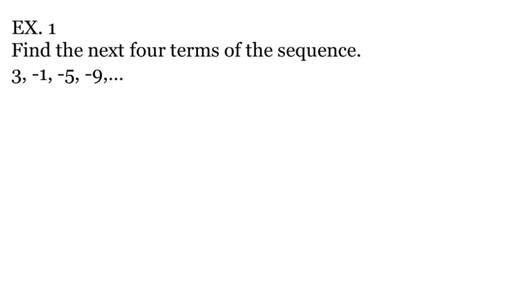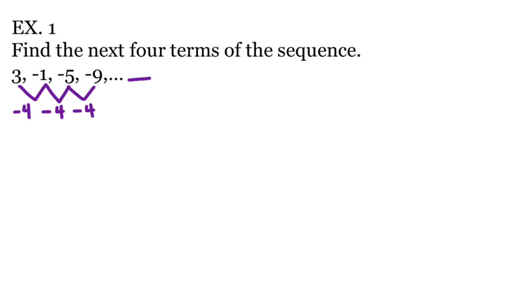Example 1 says find the next 4 terms of the sequence. I have 3, -1, -5, and -9. My goal is to figure out what's happening from term to term. From 3 to -1, it looks like we are subtracting 4. I want to see, does that pattern continue or is something else happening? To go from -1 to -5, I would also subtract 4, and -5 to -9, I would subtract 4. So if you see a pattern, then you just continue that to find the next 4 terms.